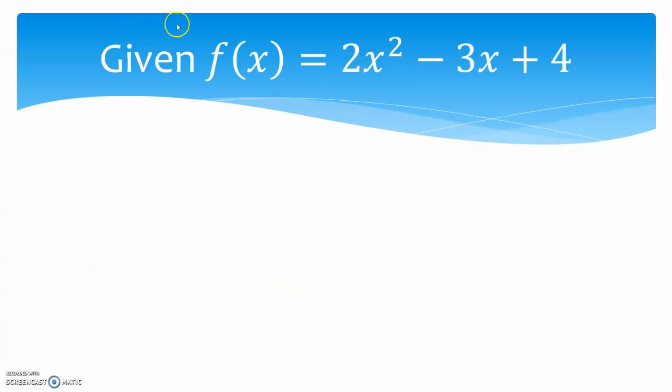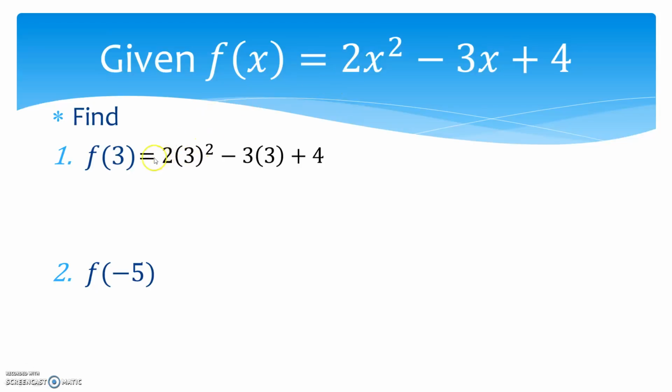For example, given f of x equals 2x squared minus 3x plus 4, let's try to find f of 3. So, yung x natin dito ay magiging 3. Okay? And f of negative 5. So, first muna, f of 3. So, we copy 2. So, we replace x by 3. We copy the exponent 2 minus 3. And then we replace x by 3 also. Then plus 4. And then, using the PEMDAS rule, ito muna.